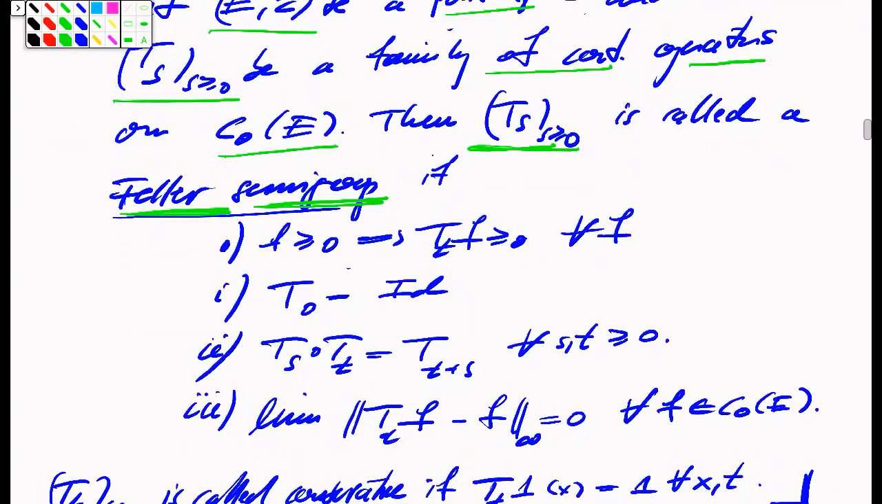But before I explain those four properties, I want to give you an example of what you should think about. So think about, for instance, Brownian motion on the Euclidean space. Then we can consider as a T_s operation just the expectation of the function evaluated at a Brownian motion at time s when the Brownian motion was started at time 0 at position x.